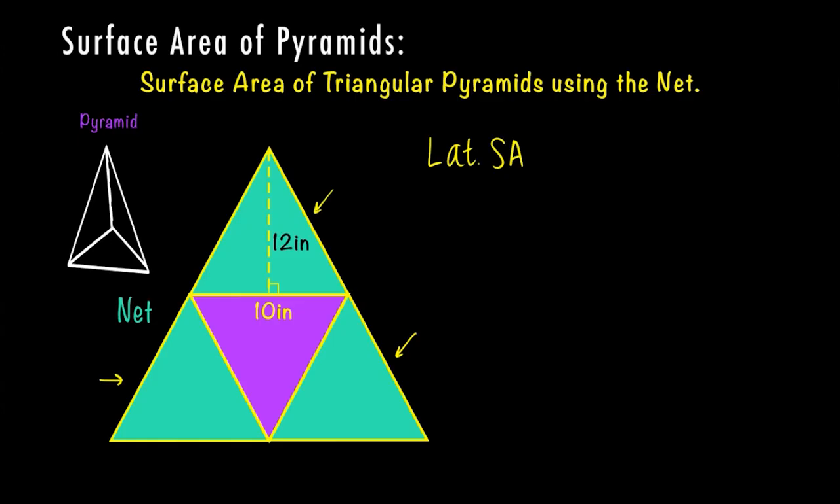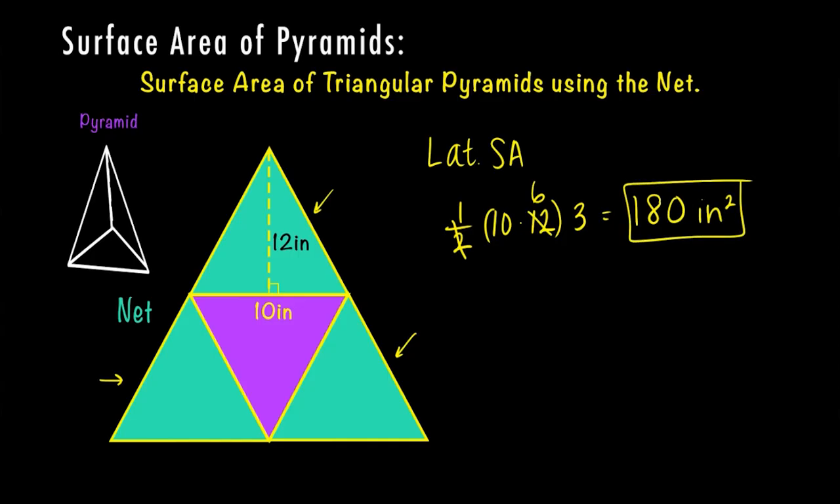Which means for the lateral surface area, I'm going to find 1/2 base times height, so that would be 10 by 12, and there are 3 of them. Now I can't find half of 3 and make this easier on myself, but I can still find half of 10 or 12. I'm going to find half of 12, which is 6. So that does help me still to simplify my problem before I solve. And now I can do 10 times 6, which is 60, and 60 times 3, which is 180 inches squared. So there's my lateral surface area.